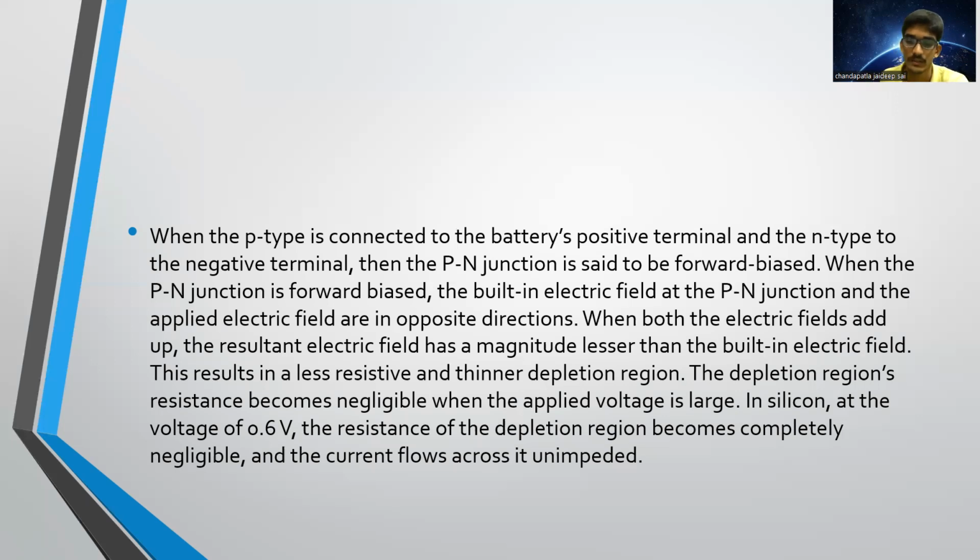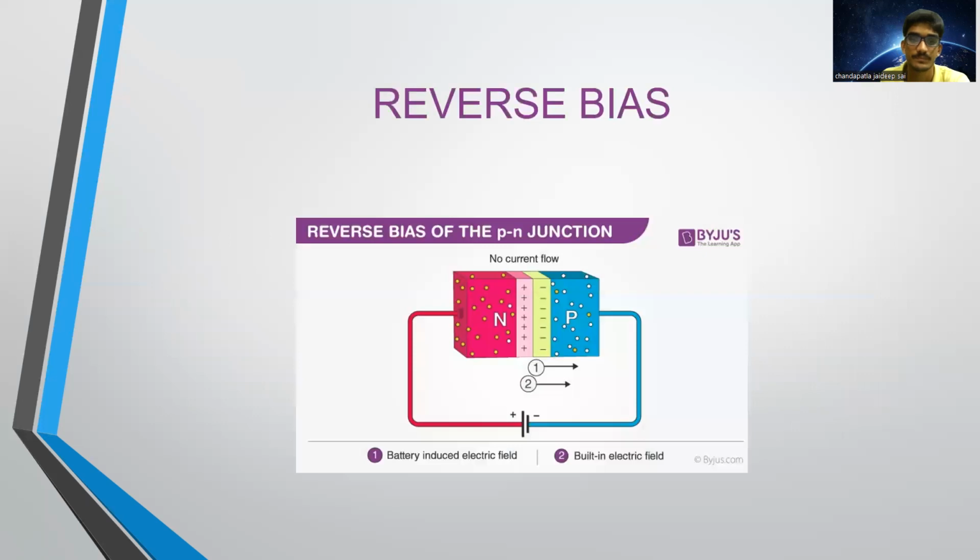So coming to the reverse bias, here we have the diagram of the reverse biased PN junction. Here we have the N type and here we have the P type, where we have the holes and here we have the electrons. Here the depletion region is formed, where these are the negative ions and these are the positive ions, and the depletion region is formed in the middle of the PN junction.